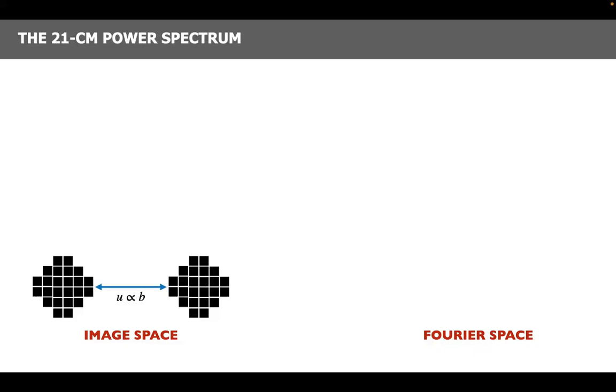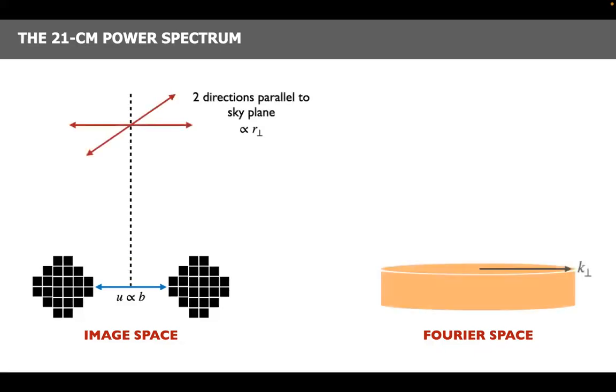And we need to define three directions. So we go along the line of sight, and we have the sky, which has two directions, which are parallel to the sky plane. And since the signal is cosmological, and we know that the universe is homogeneous and isotropic, we can average them together in a cylinder.